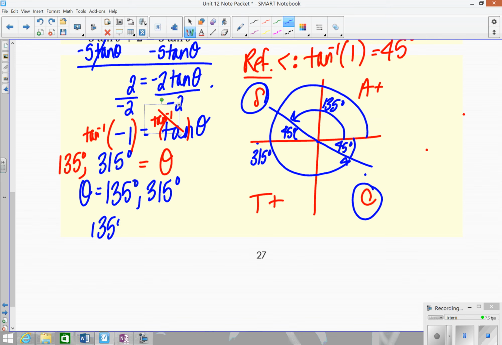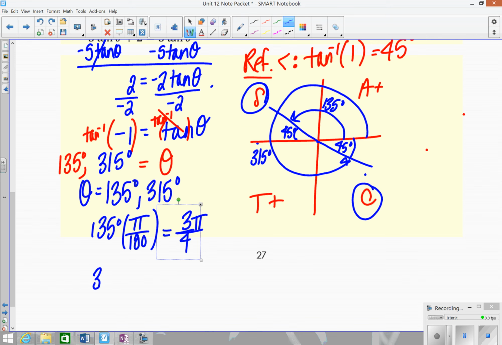So 135 degrees converted, you multiply by pi over 180. So just do 135 divided by 180 in your calculator and then get your fraction. So that gives you 3/4, and then you just keep the pi. So really it's going to be 3 pi over 4.